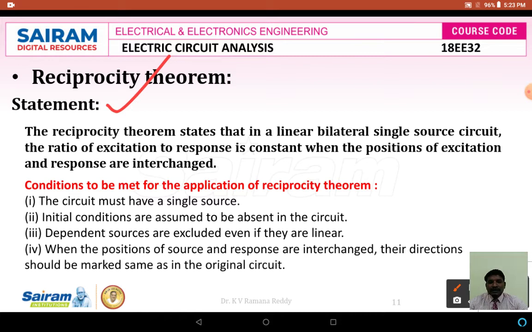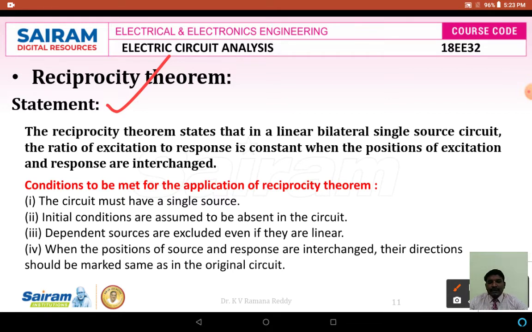If we interchange the source and load positions, that means at terminal B B dash we place a voltage source and it produces a current at terminals A A dash, then the ratio of response to excitation is the same even though source and load positions have been interchanged. Then the reciprocity principle is verified.